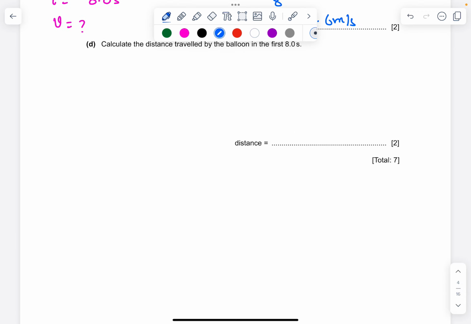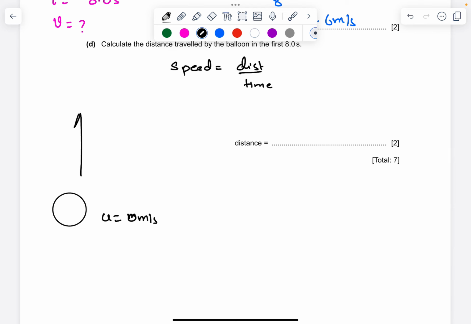Calculate the distance traveled by the balloon in the first 8 seconds. So we know that speed equals distance by time. But I am not going to use this formula. Why am I not going to use this formula? Because the balloon was starting from rest, 0 meters per second, going up, accelerating, and it reached a velocity of 3.6 meters per second.